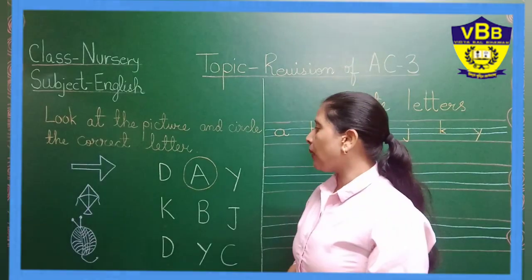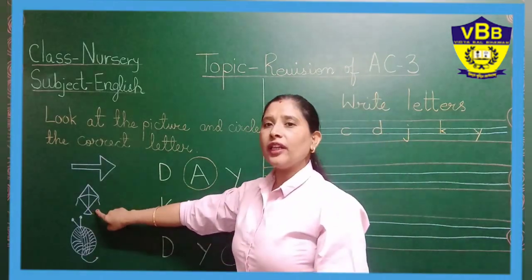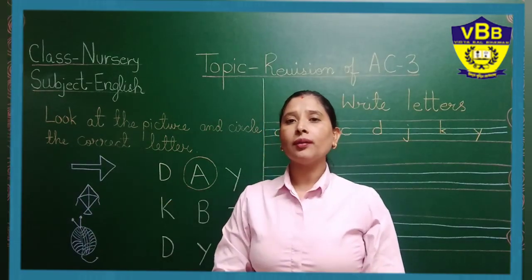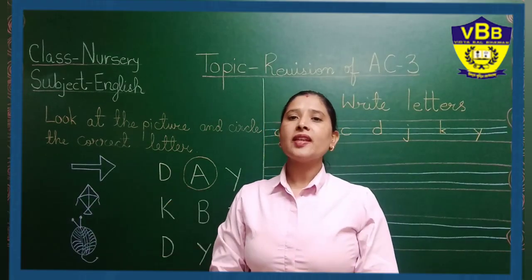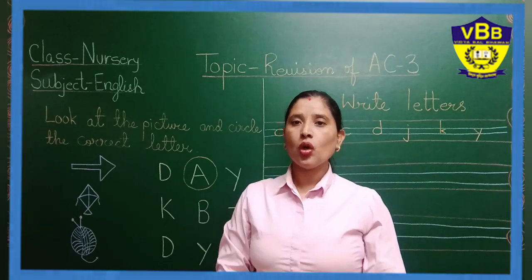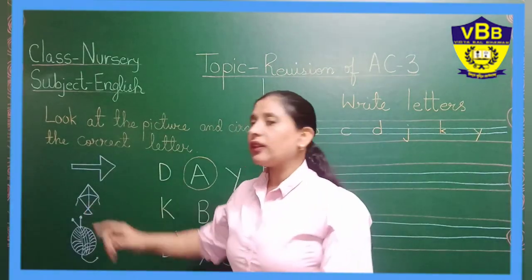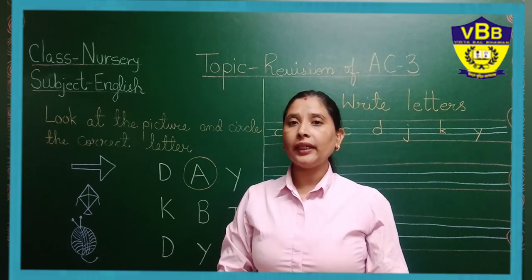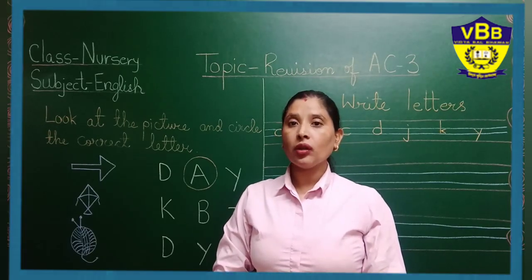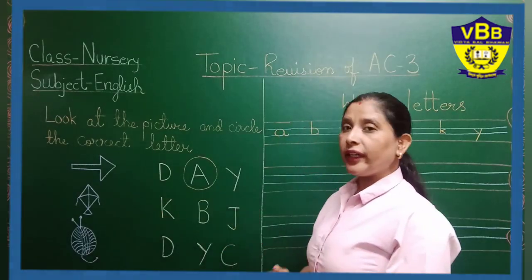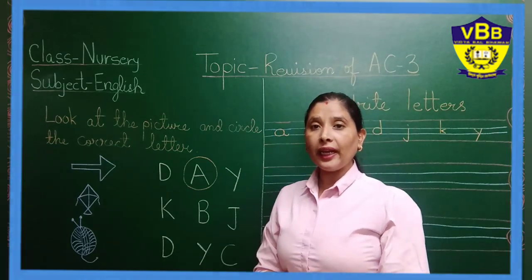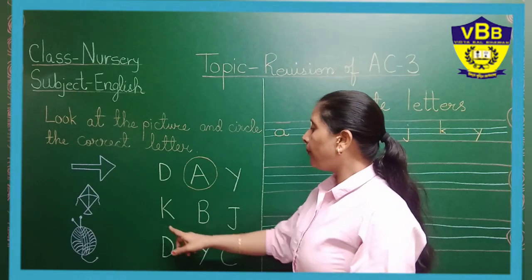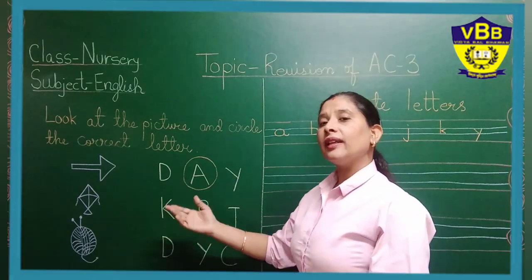Now, come to the next part. Can you identify which picture is this? This is the picture of what? Yes, this is the picture of a kite. When you speak this word, we get the sound of k, kite. So now you have to identify where is the letter K. Let's check. Which letter is this? K.